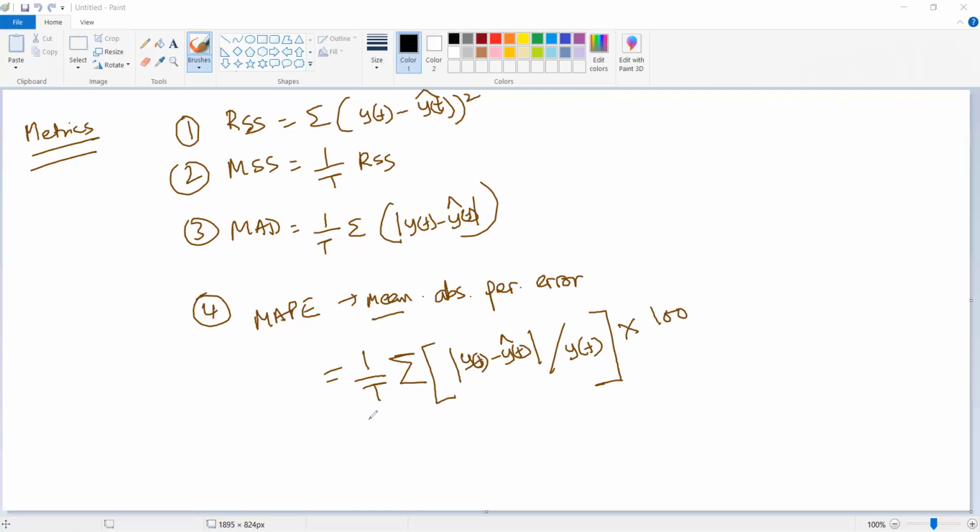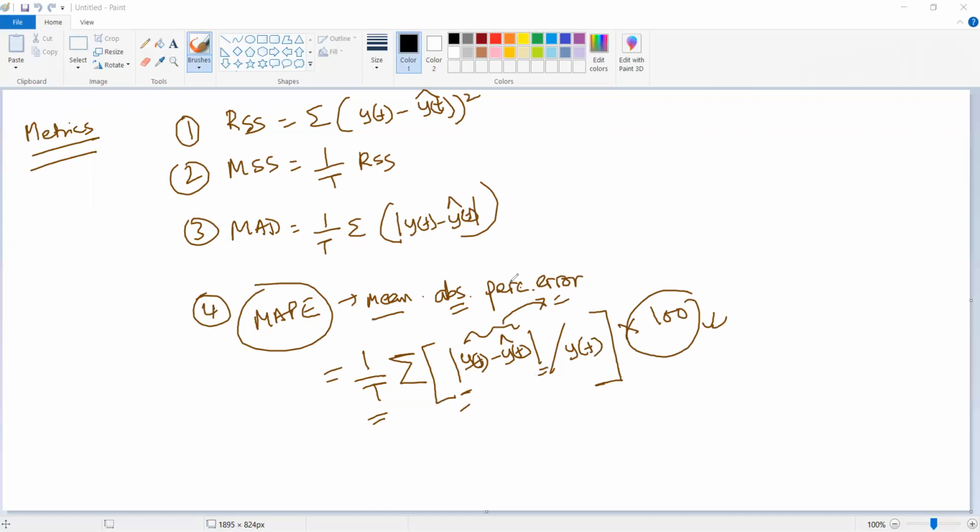So this is mean, right? I'm taking mean. It is absolute. Here I'm doing the absolution, right? I'm taking a percentage, right? Because I'm doing a multiplication with 100 and I'm trying to calculate the error, right? So that's the name here. Mean absolute percentage error. Simple.